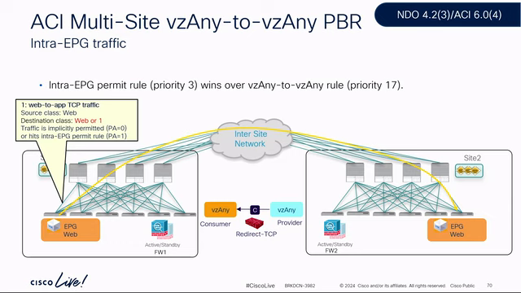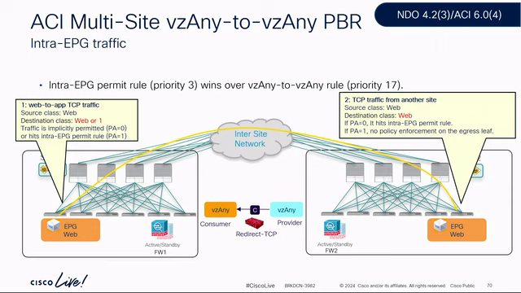If the destination class ID is unknown in the ingress, the policy applied bit is 0, and then the destination leaf applies policy. If the ingress leaf can resolve the destination class ID, the ingress leaf applies policy, and then the egress doesn't do anything, just forwards traffic. So this is intra-EPG traffic. So even though you have with any PBR, intra-EPG traffic is not going through the firewall.